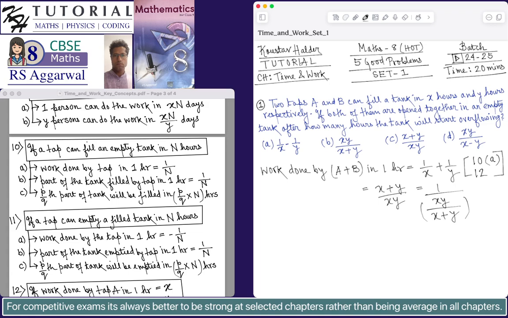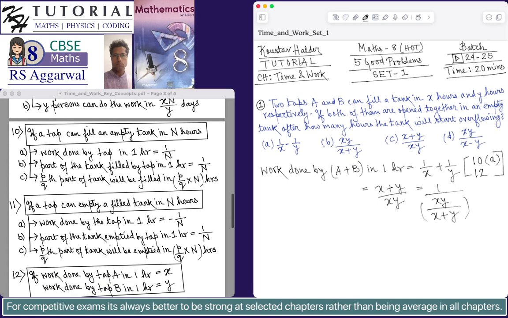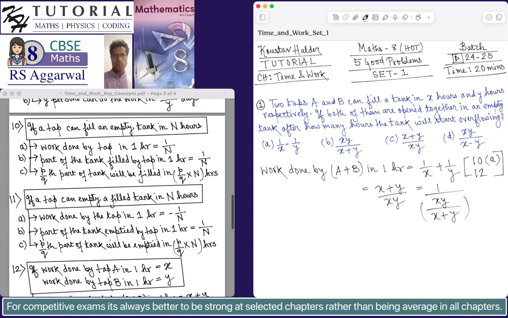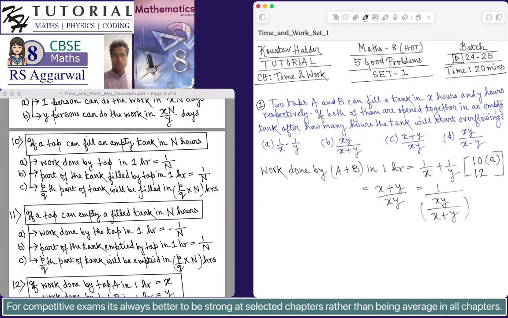I think I should have mentioned one more concept for taps and tanks, that if work done in 1 hour is 1 by n, then the whole work will be done in n time. Now you can apply the concept 10 and 11. The concept 10 is that if a tap can fill an empty tank in n hours, then work done by tap in 1 hour is 1 by n. The reverse is also true.